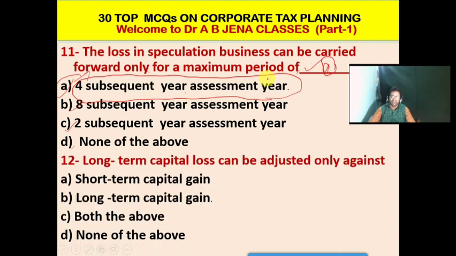So next MCQ. The long-term capital loss can be adjusted only against A. Short-term capital gain, B. Long-term capital gain, C. Both of the above, I mean A and B, D. None of the above. Friends, B is the right option. Long-term capital loss can be adjusted only against the long-term capital gain. So B is the right option for this MCQ.